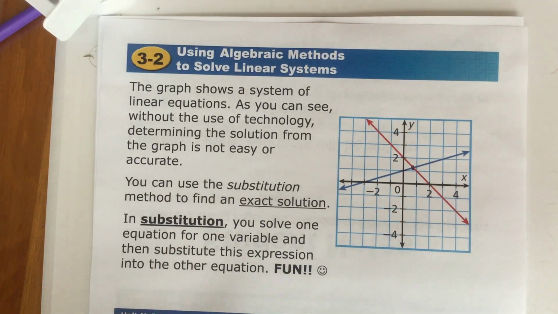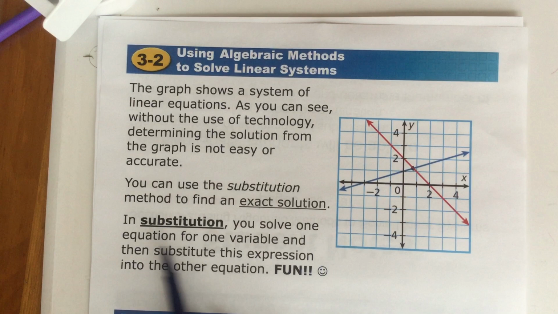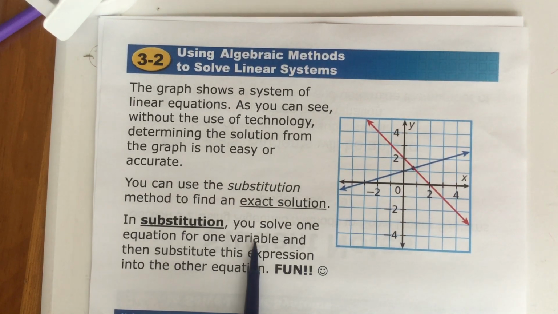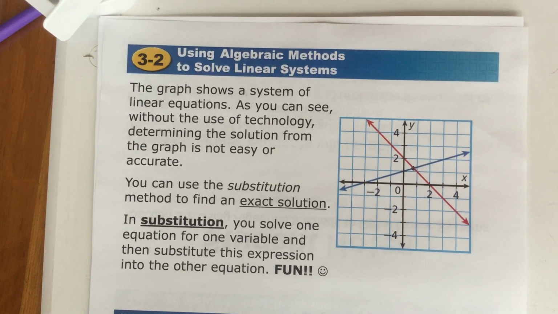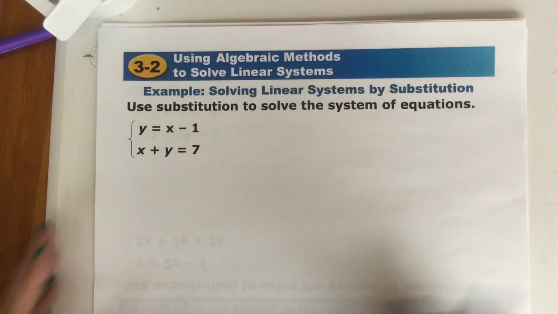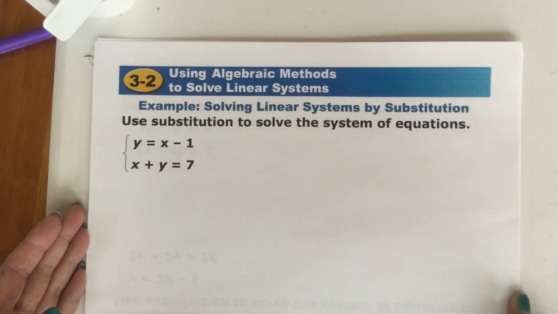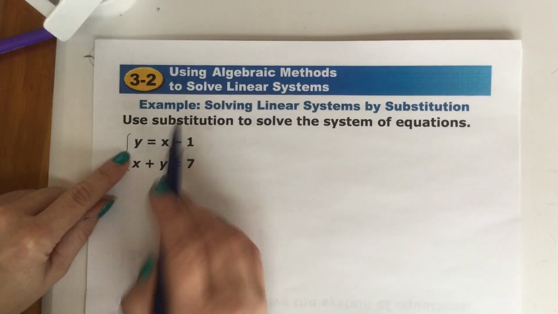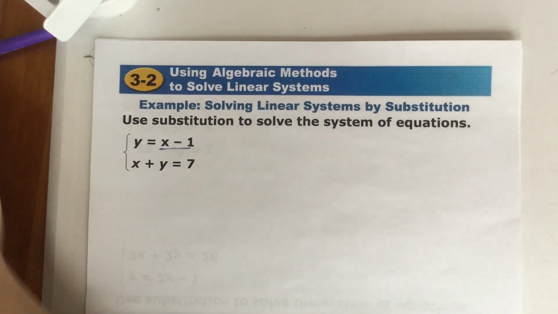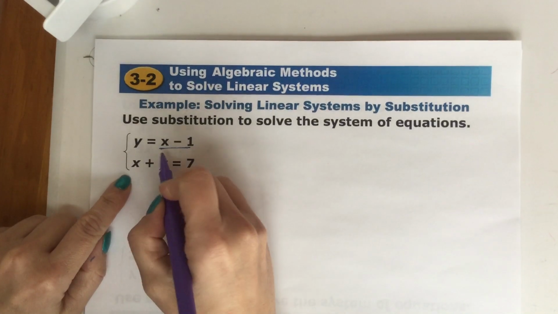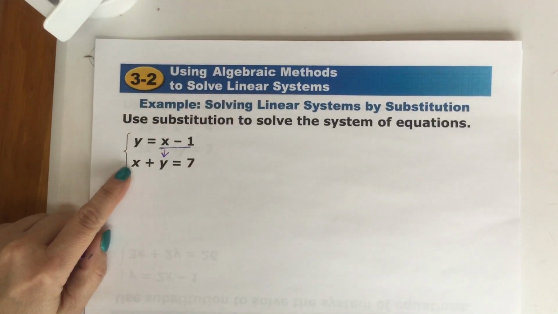If we are doing substitution, you have to solve one equation for one variable. What that means is you have to have either x equals or y equals for one of the equations. Then what you do is you substitute whatever that value is into the other equation. Let's go ahead and try it. So this is all set up for substitution. This tells me that y is really equal to x minus 1. So what I can do is I can take that information and go into the other equation.